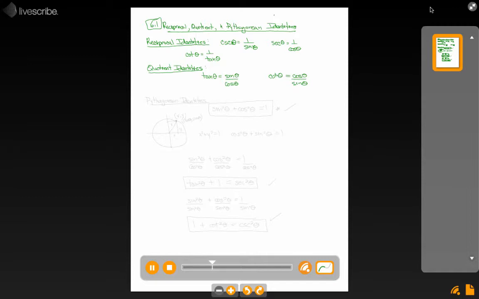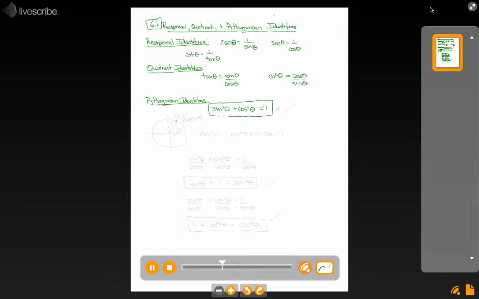The last ones are called Pythagorean identities. By far the most important of these is the fact that sine squared plus cos squared equals 1. We haven't used it a lot yet, but it will be by far your most useful identity when you're doing some of the questions that come later on.